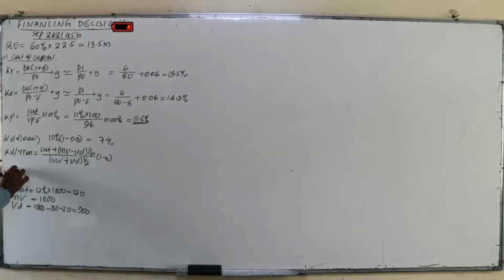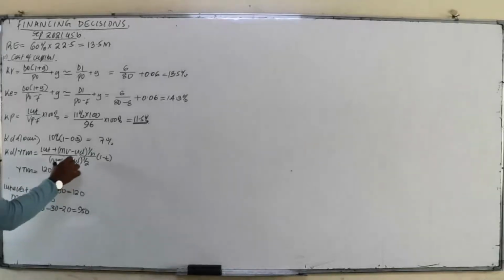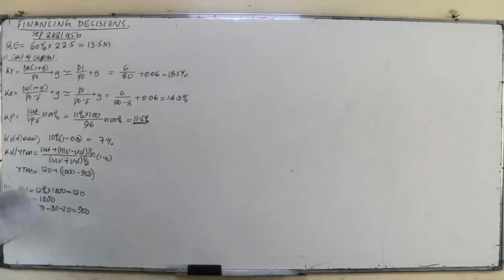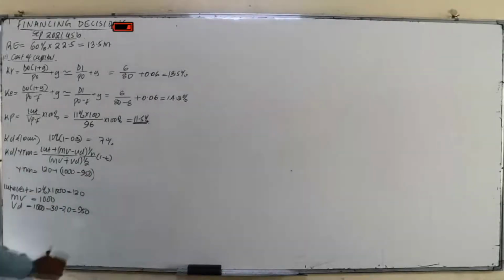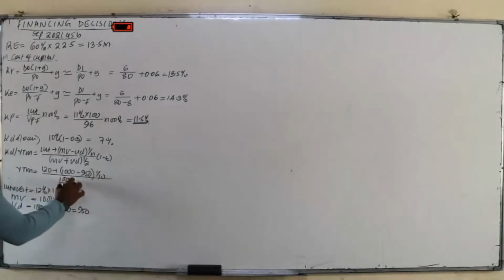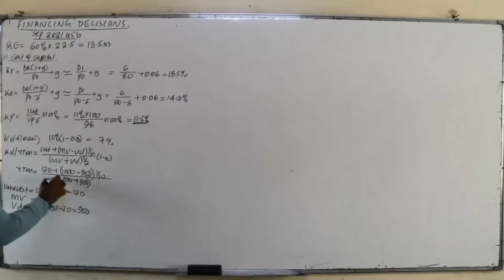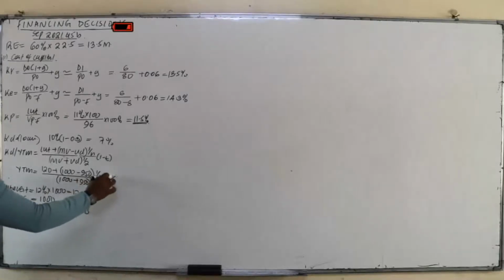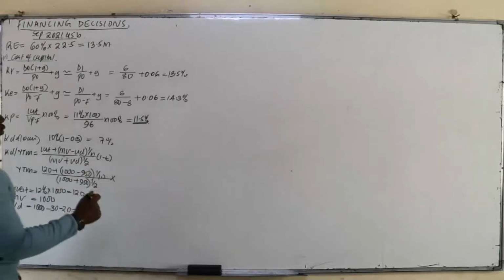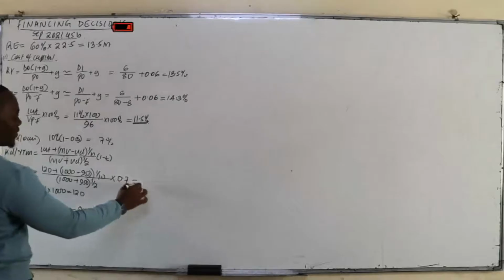So therefore, to get the yield to maturity, you take the interest, of which the interest is 120, plus maturity value, which is 1,000, minus the value of the debt, 950, times 1 over n. Maturity period is 10 years, so it's 1 over 10. You divide by 1,000 plus 950, then you get the average. Then you multiply by 1 minus T. Tax rate was 30%. 1 minus 0.3, you get 0.7.